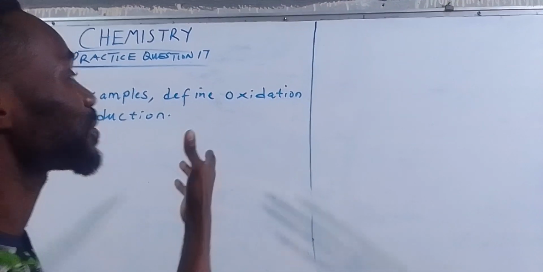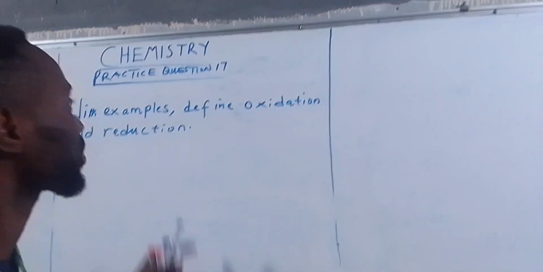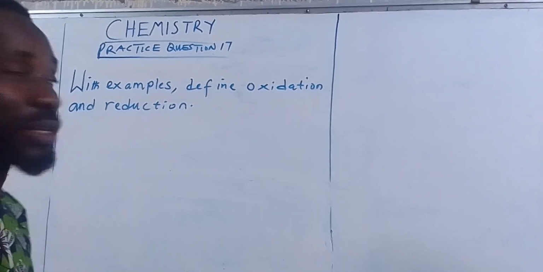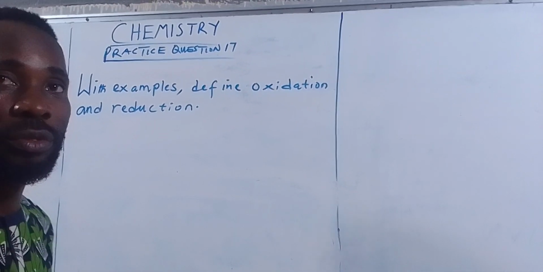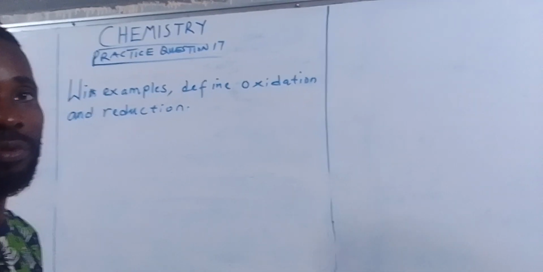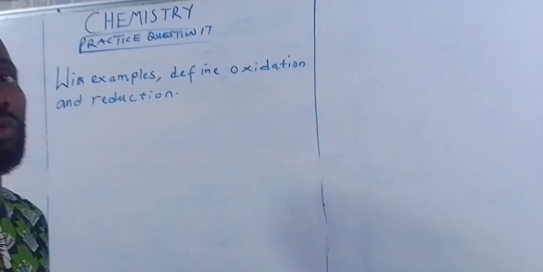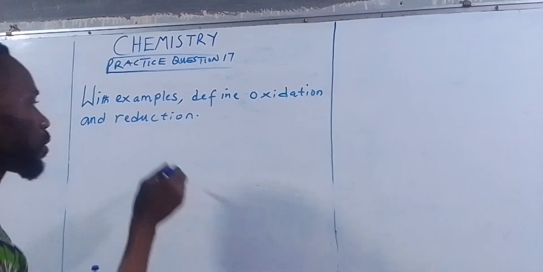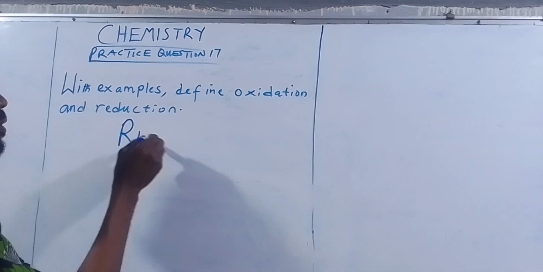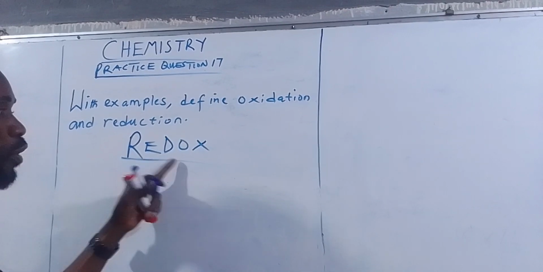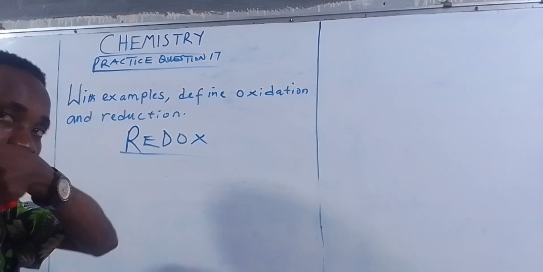Today we're going to take a look at a very simple and interesting question in chemistry. With example, define oxidation and reduction. Oxidation and reduction reaction is a very special kind of reaction in chemistry. And in chemistry, we short name it as Redox reaction. Redox reaction, that is reduction, oxidation, reaction.